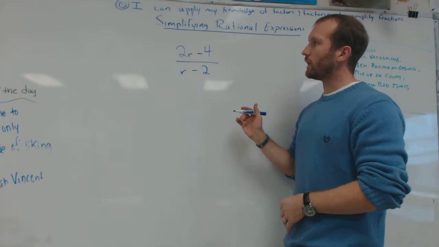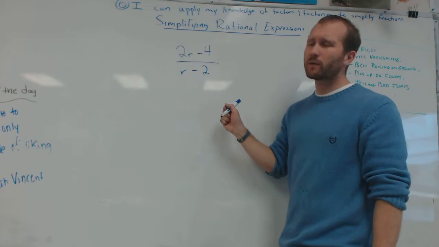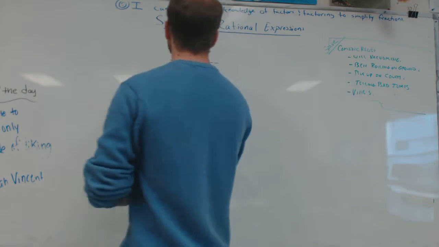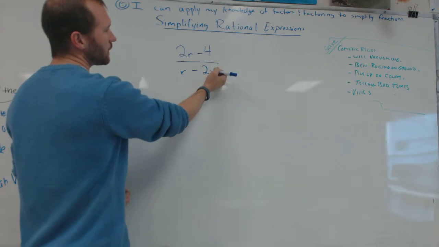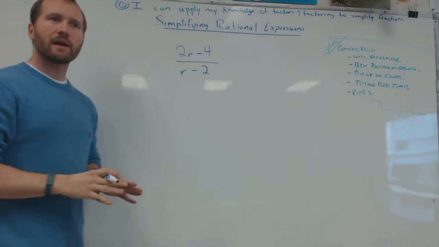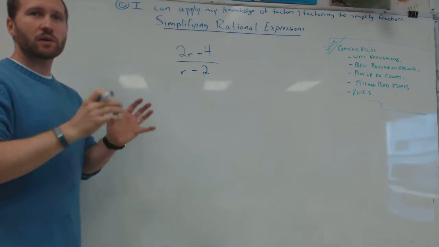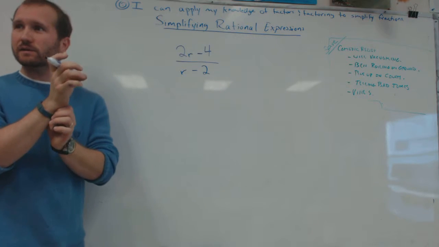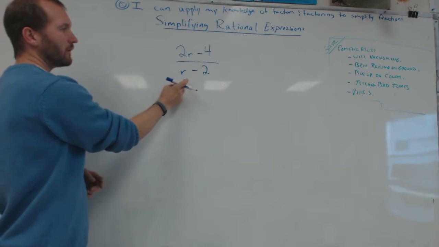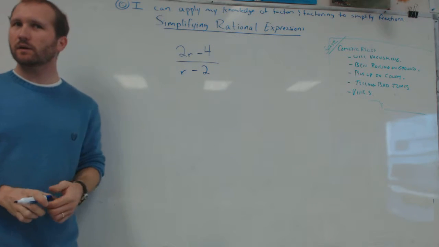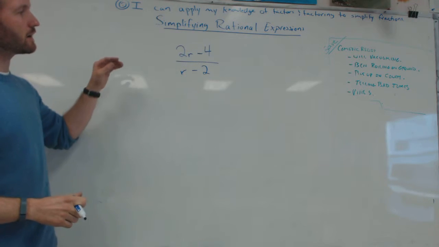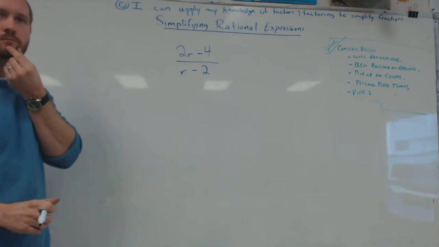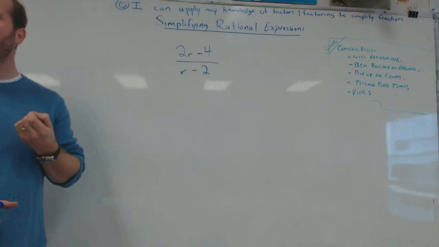Okay? So a lot of times the initial mistake people will make with these is they'll go, oh, I'm going to cancel the r from here and the r from there. I'm going to cancel the 2 from here and the 2 from there. That will not work because you can only cancel factors. Is 2 a factor of r minus 2? No. Right? We can only cancel factors. So, I guess we better factor this.